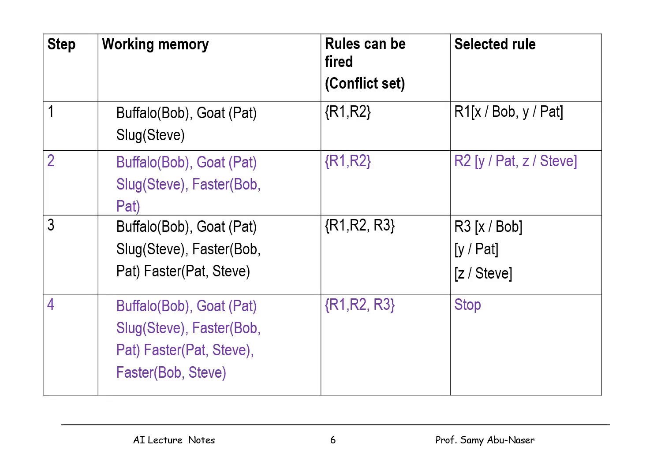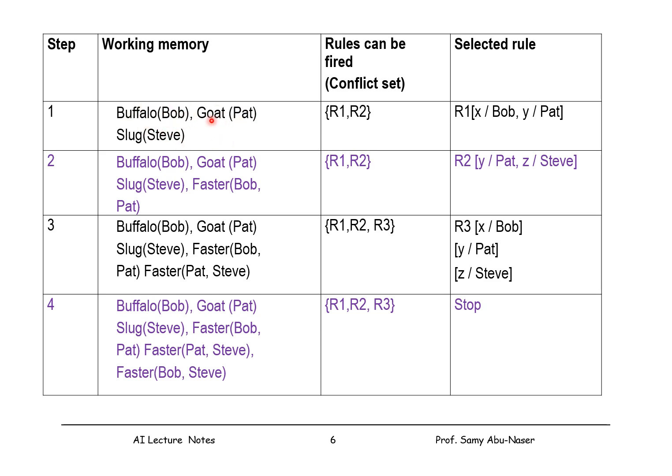We do it like this. Step, a column for working memory, things we do in memory. Rules that can be fired, called the conflict set. Conflict set means if we have more than one rule that can be fired at the same time, we have a conflict set. Then the selected or fired rule, which rule we selected to execute. In the beginning we put the facts here: Bob is a buffalo, Pat is a goat, and Steve is a slug. These facts are given.